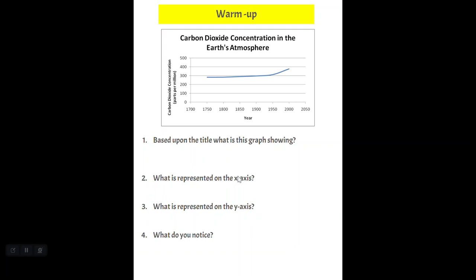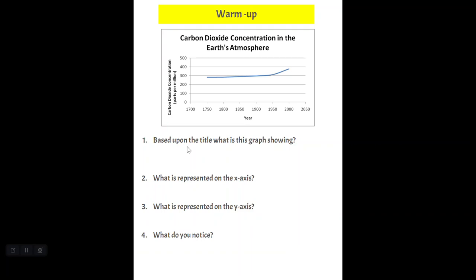What is represented on the x-axis? Remember that's your horizontal axis, and that's our year. So we are increasing in years. We start 1700, 1750, 1800, 1850, 1900, 1950, and so on. And then what's on the y-axis? That is the carbon dioxide concentration in parts per million. Mostly what we need to know is that that is giving us a numerical value for how much carbon dioxide is in the atmosphere.